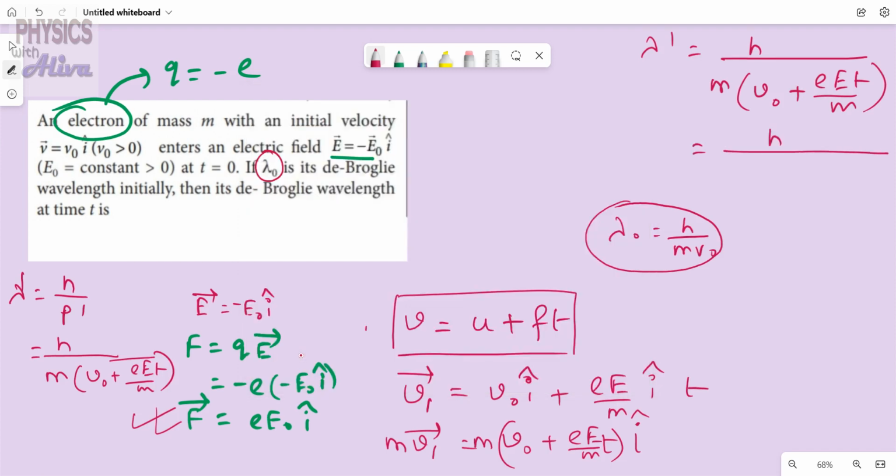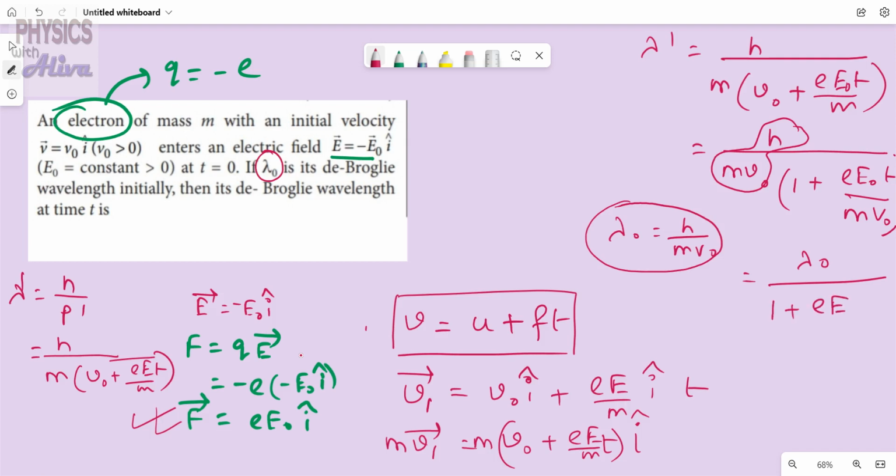So we can take m v naught common from here. So we will get 1 plus e E naught t divided by m v naught, right? So we know this is the lambda naught value. So we can write lambda naught divided by 1 plus e E naught t divided by m v naught. This is the value of lambda dash. So this is the final solution.